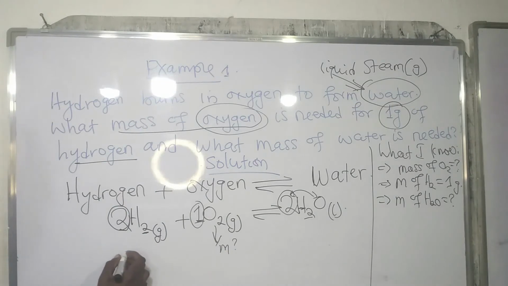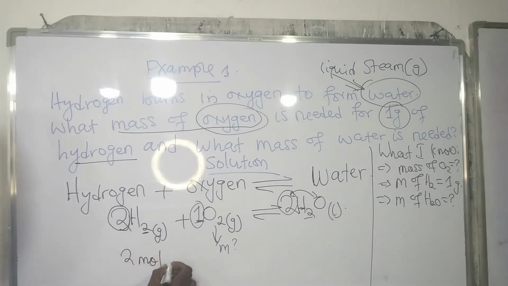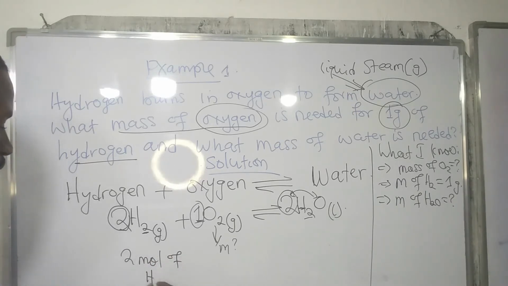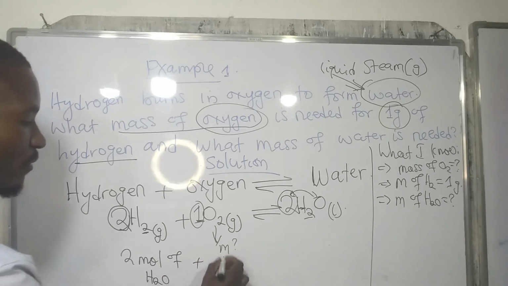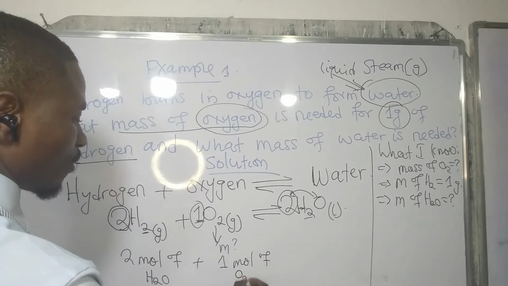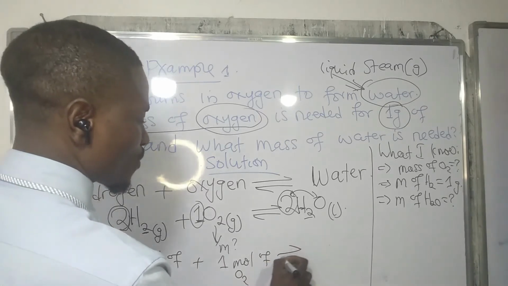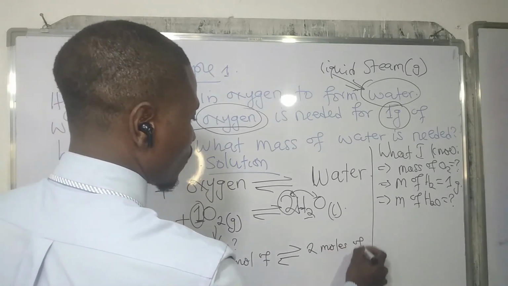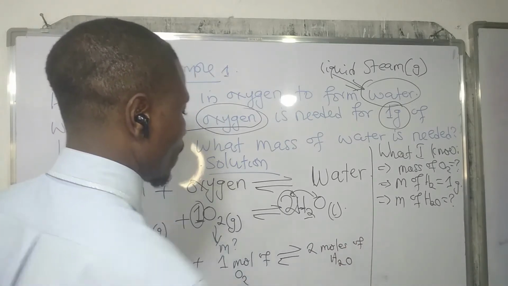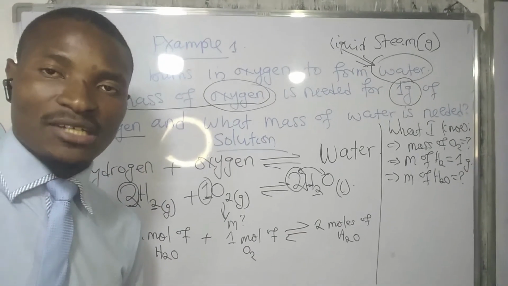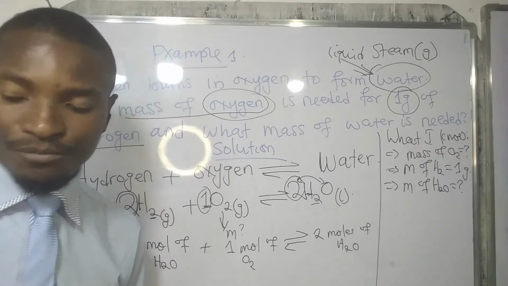Okay, so we can describe this equation: two moles of hydrogen react with 1 mole of oxygen molecule to produce now 2 moles of H2O. Okay, so this is how you can describe the chemical reaction in terms of the mole.